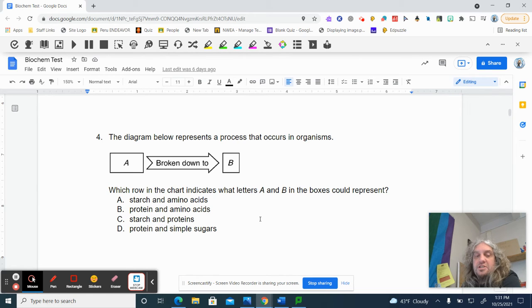Row A, starch is A, broken down into amino acids, B. B, protein, broken down into amino acids. C, starch, broken down into proteins. Or D, proteins broken down into simple sugars. Which one of those would be correct?